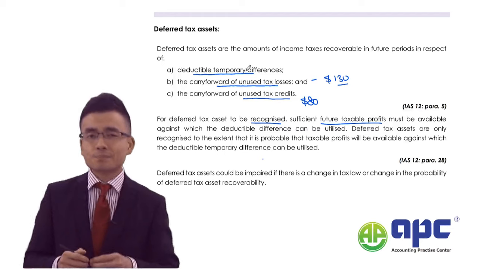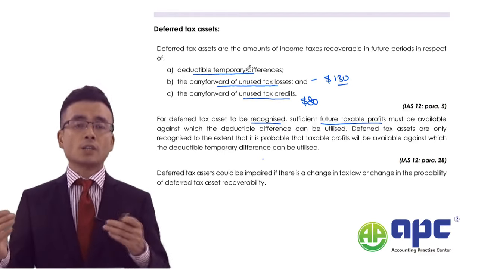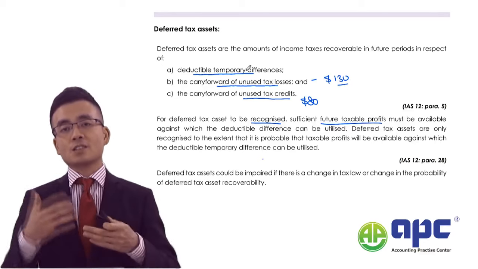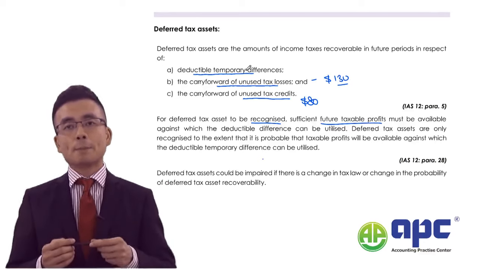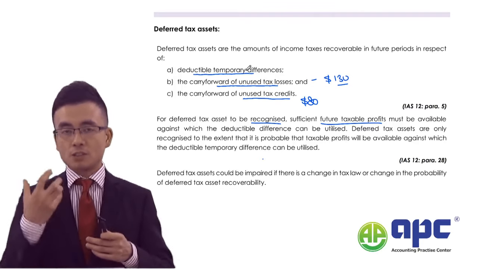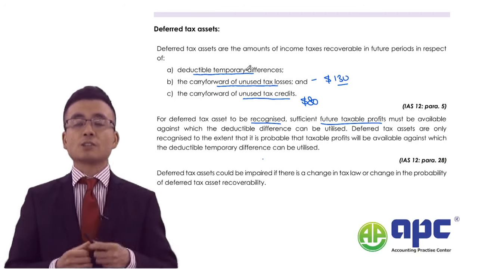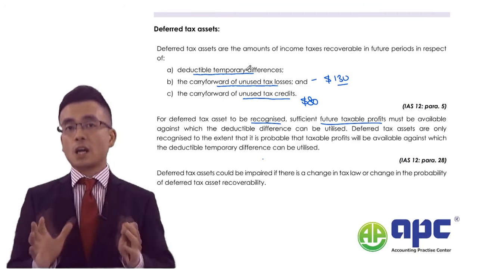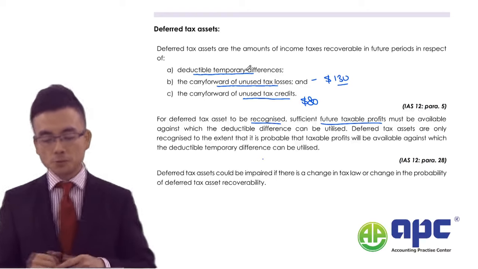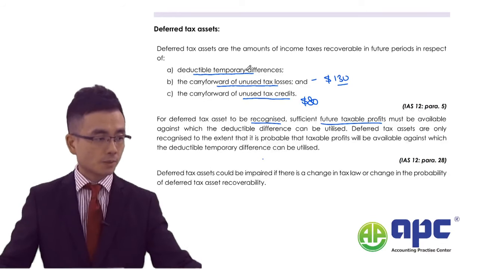And therefore, you can see quite a lot of companies, for example, that are loss-making entities and they provide for a deferred tax asset related to that. But we are questioning from the audit point of view whether or not you have sufficient future taxable profit to utilize those losses. Otherwise, you cannot provide those deferred tax assets to that particular amount. Okay, so that's a very, very important concept.